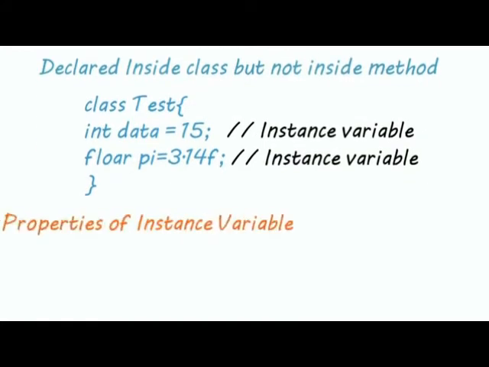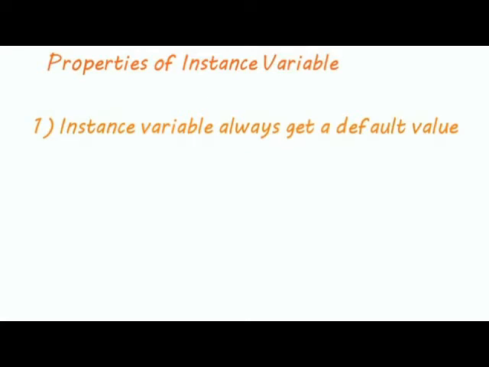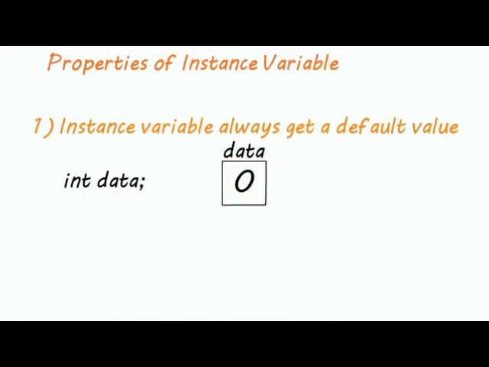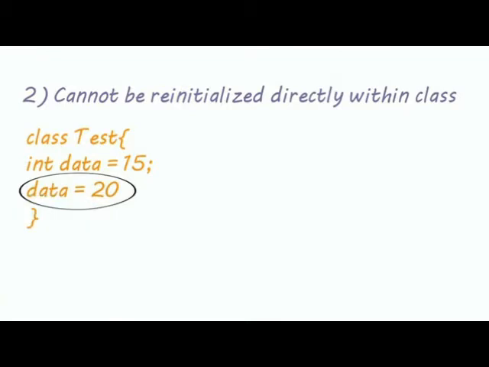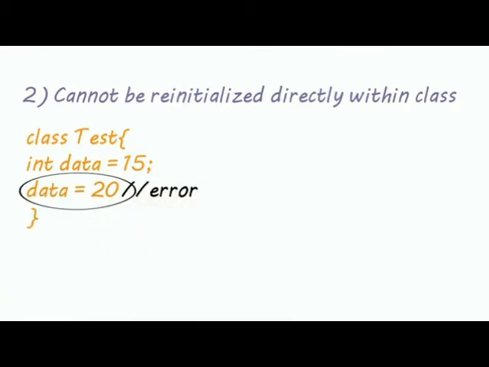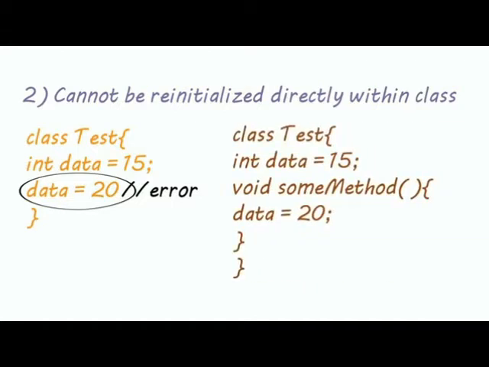Let's see some properties of instance variable. Instance variable always gets a default value. Second, they cannot be reinitialized directly within a class. This is our class test. If I try to reinitialize data variable, then Java will throw an error. But we can reinitialize instance variable inside methods or constructor.